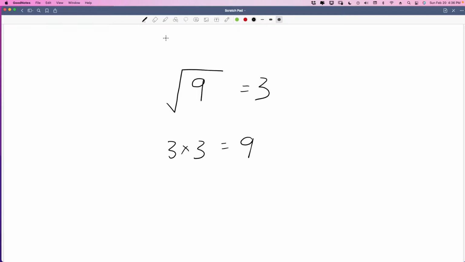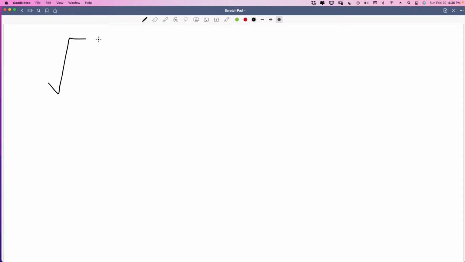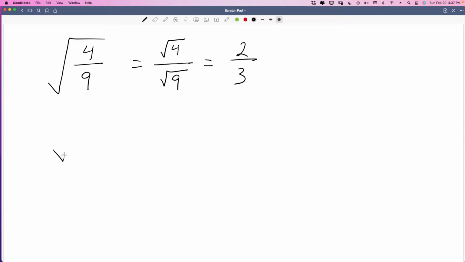Another one that we know, let me put some more up here for you. We can evaluate something like this pretty easily because we know the square root value of those. We know that we can turn this into the square root of 4 over the square root of 9, which allows us to say 2 over 3, because the square root of 4 is 2 and the square root of 9 is 3. We can also do an indexed radical.